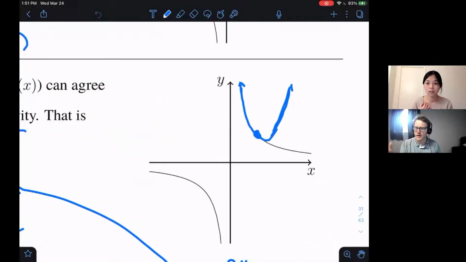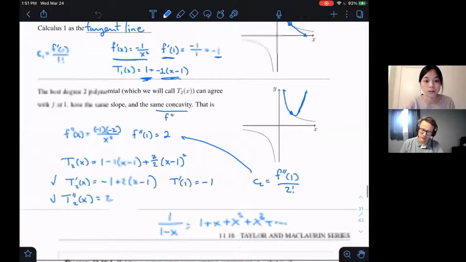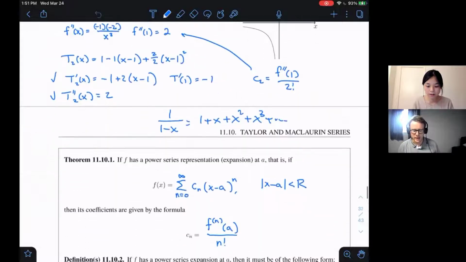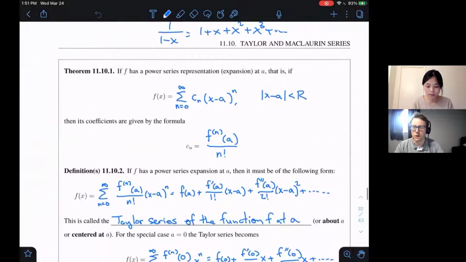And if you just keep on going down this path, concavity has something to do with the second derivative. Maybe you want to get the third derivative correct. The physics term for that is the jerk. So it goes velocity, acceleration, and then jerk. Maybe you want to get the fourth derivative correct, and the fifth derivative, and all this sort of stuff. Get as much information as possible into your polynomial. You'll need a higher and higher degree, but this is the idea behind the Maclaurin polynomial here.